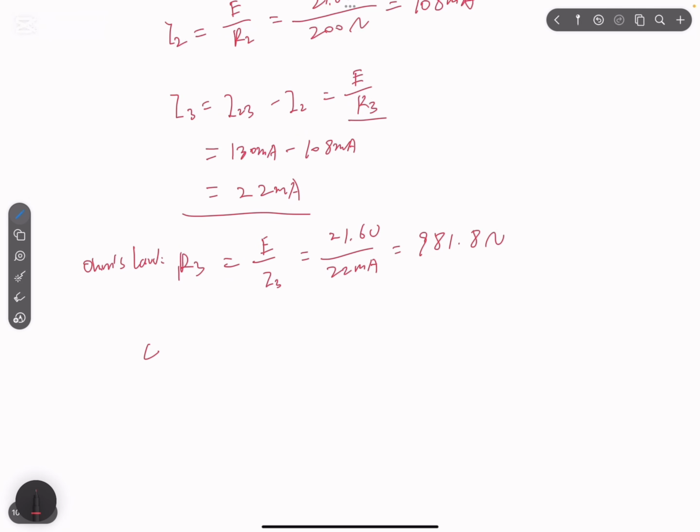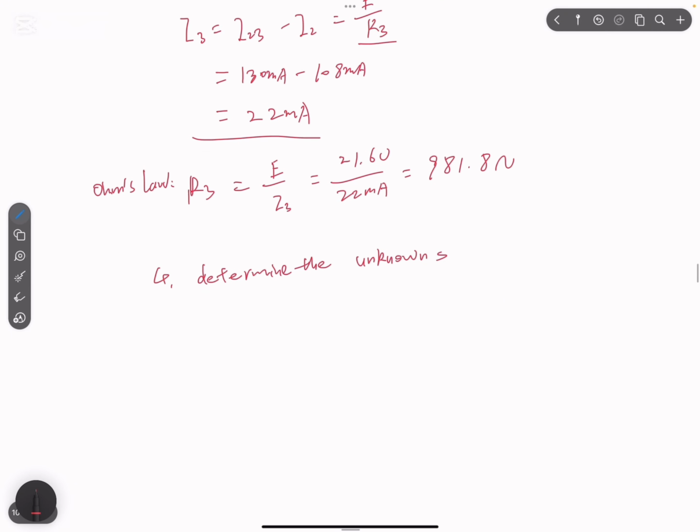Now let's look at another one. Determine the unknowns. So we have the power source here, a resistor, another resistor.